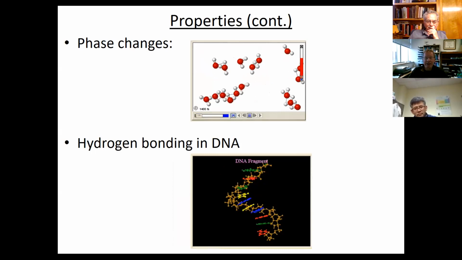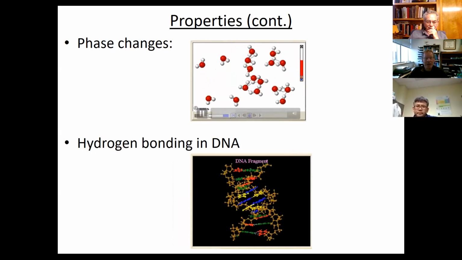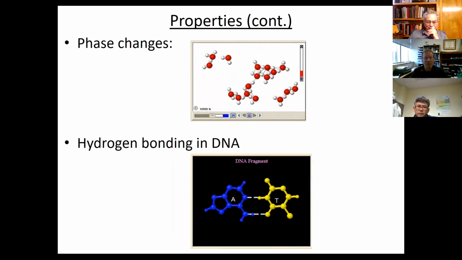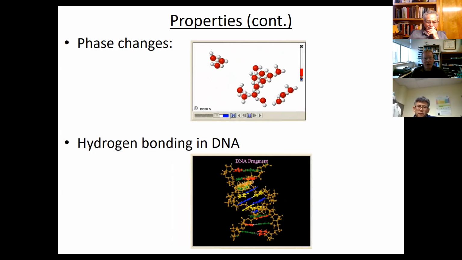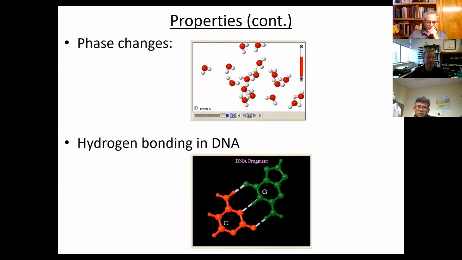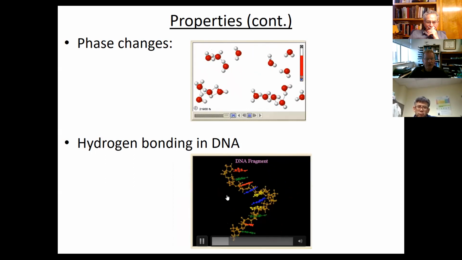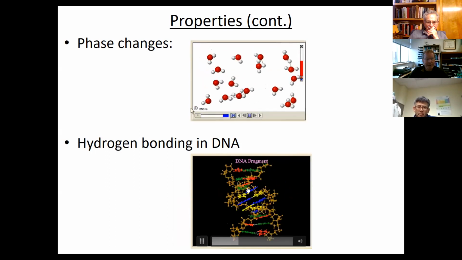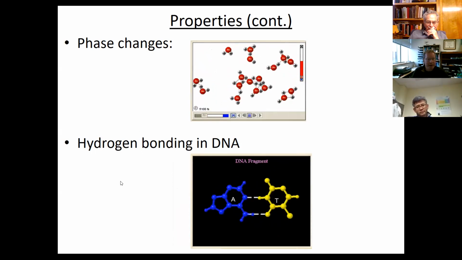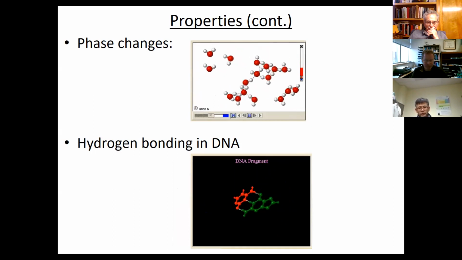So then we can look at phase changes. So up here we just have water molecules, and you can cool things down, and you can see things go from the gas phase to a liquid phase. And if you cool it down enough, you can see it go to the solid phase. And we can relate that to other subjects like hydrogen bonding and DNA, and the DNA structure shown down here on the bottom. They're zooming in on the base pairs and looking at how hydrogen bonding holds that whole thing together.